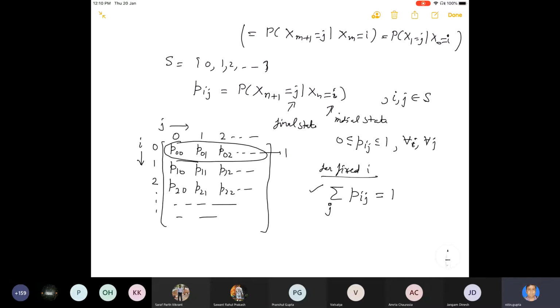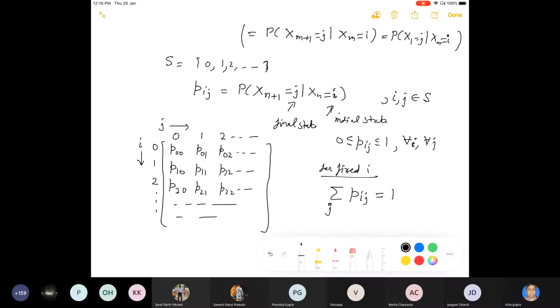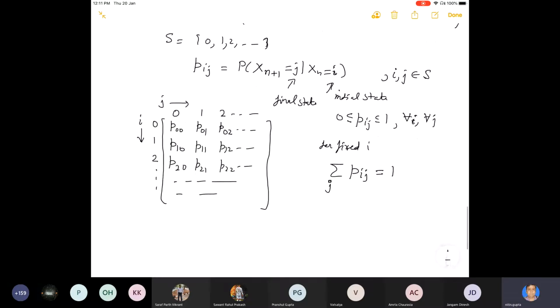Similarly, sum of P10 plus P11 plus P12 plus so on, this summation is also 1. In this fashion, we can easily see, using the definition of the conditional probabilities, that this summation is 1 here. So this is known as the transition probability matrix. So we can denote this as P or P1.